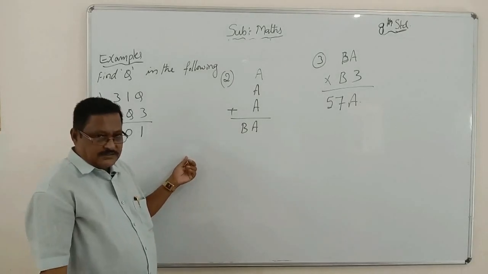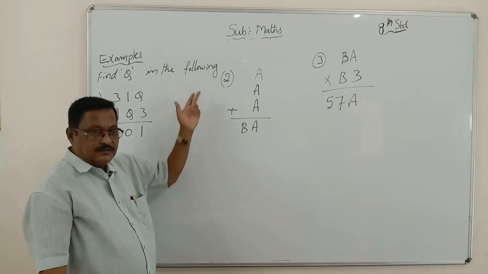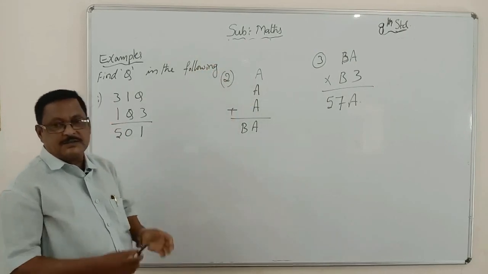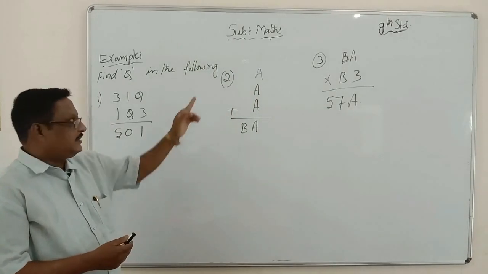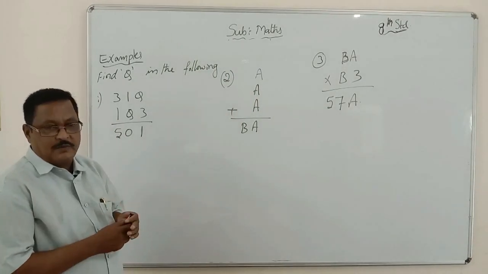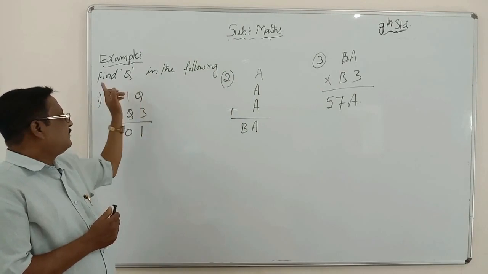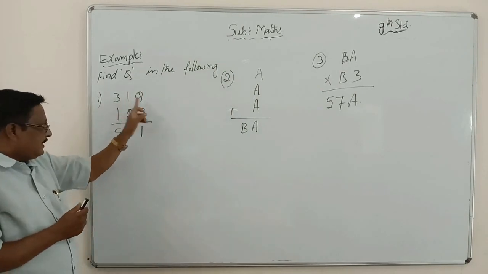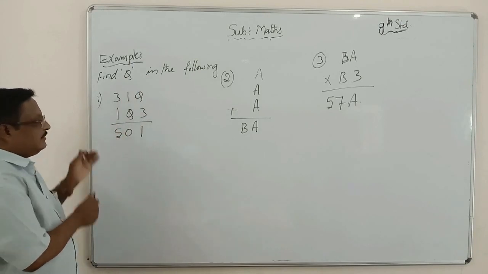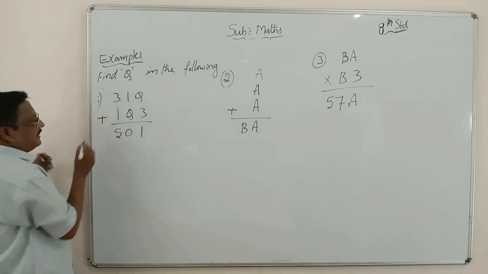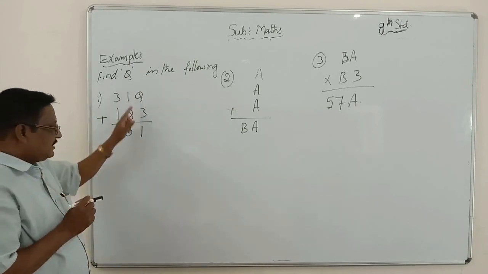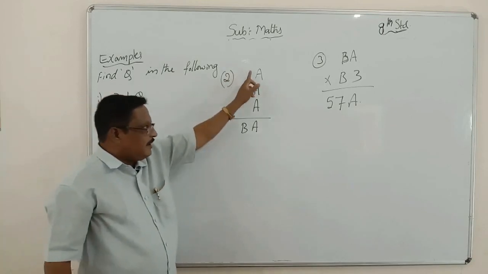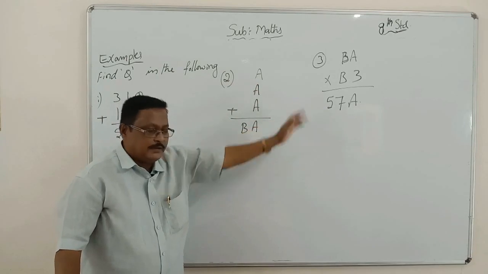In last classes, we saw the addition and multiplication of some numbers along with some alphabets. Examples: find the q value in the following examples. First one is 3 1 q plus 1 q 3, the sum of these two numbers is equal to 501. Here find the value of q, a, and b.